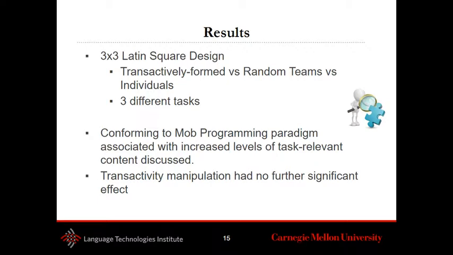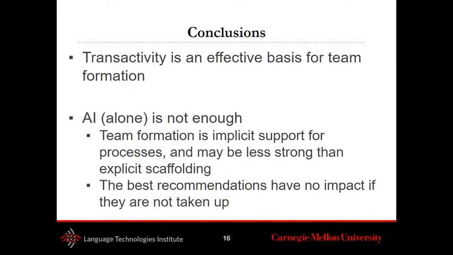over and above that. So in this context, it appears that the transactivity manipulation as an implicit form of support was much weaker than the support that's offered by the mob programming scaffold, and therefore might actually not really be that necessary. So in conclusion, we offer transactivity as an effective basis for team formation. This can be used in a totally automated method for team assignment. It's been validated in a large-scale lab study as well as in a massive open online course.